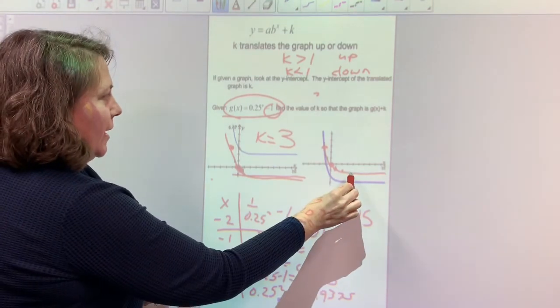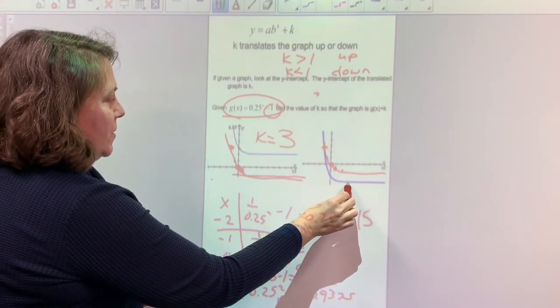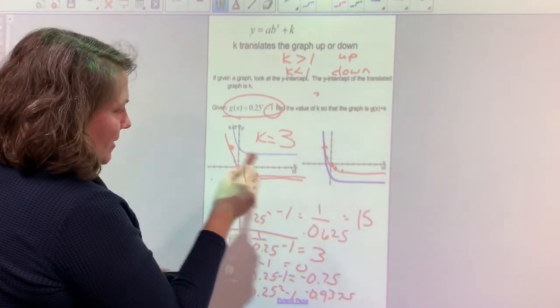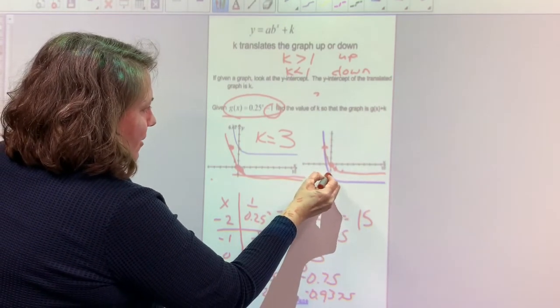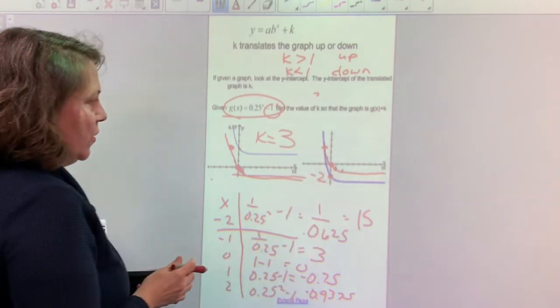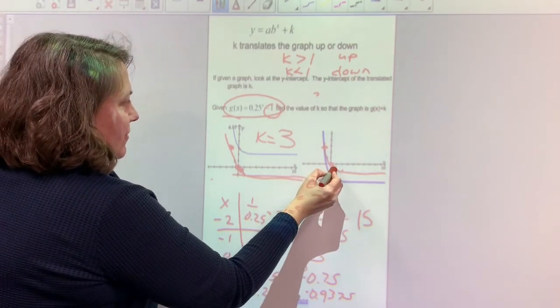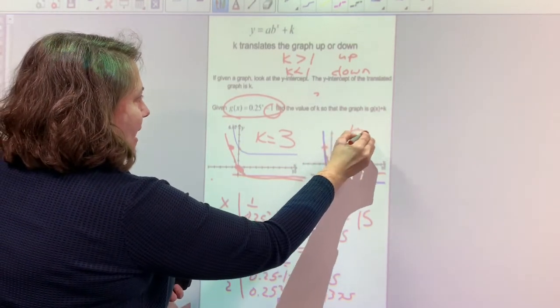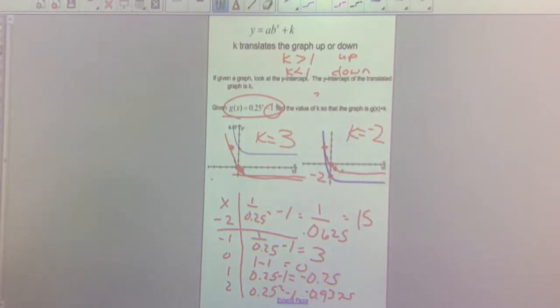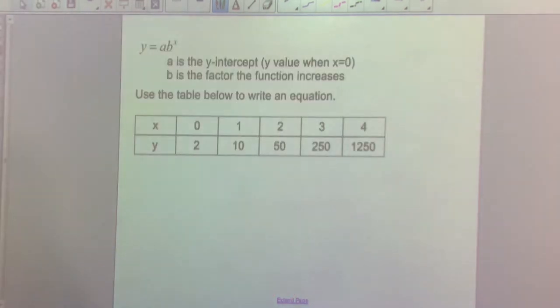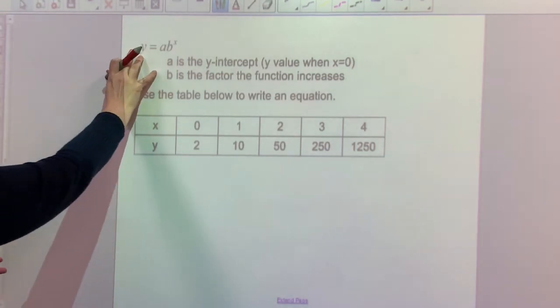Now look at this one. From your red to your blue, look at your y-intercepts because you know exactly where those are. This y-intercept is 0. This y-intercept is negative 2. So it is a shift of 2 down. So k equals negative 2. All right. Already touched on this, already talked about it.